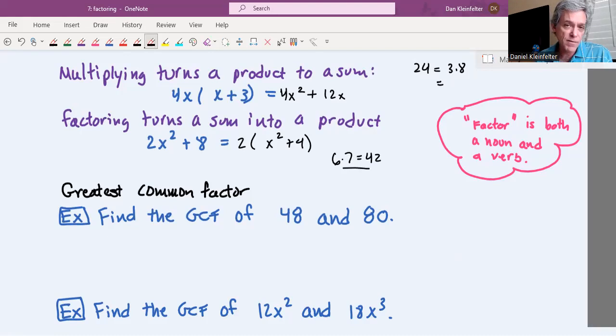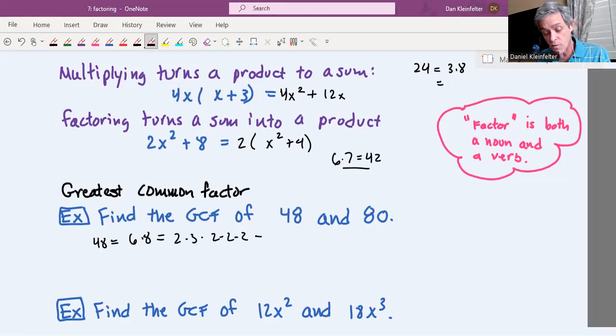How you could see that would be to factor both of those. 48, we'll write its prime factorization. That's 6 times 8. Factor this a little more. 6 is 2 times 3. 8 is 3 factors of 2.